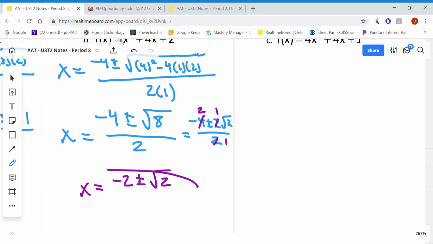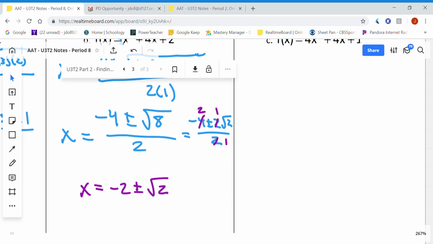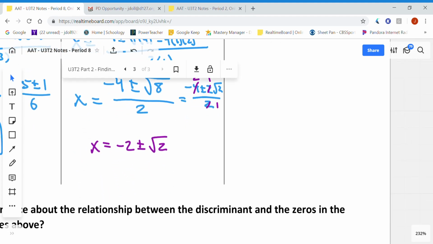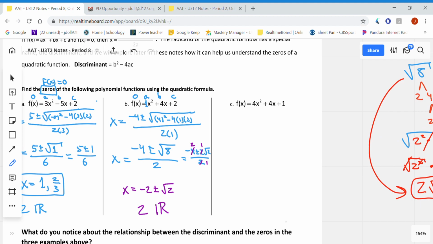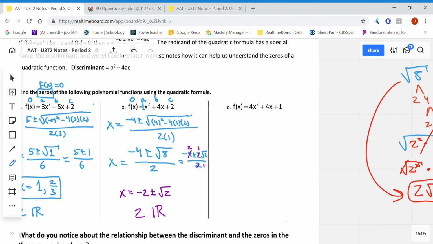I don't need a denominator here, because my denominator is 1. And yes, guys, these are your zeros. They are still 2 real zeros, but because this is going to be an irrational number, we just leave it in its radical form there, and that's fine for right now. If we ever needed to apply this in real life, we'd have to do a little bit more work there, but we're okay with it right now.